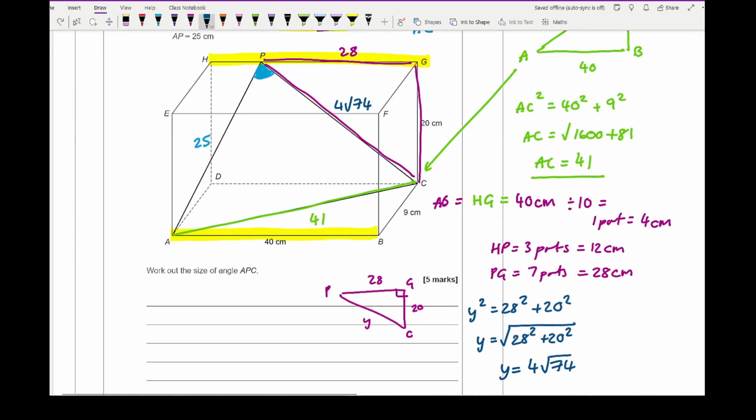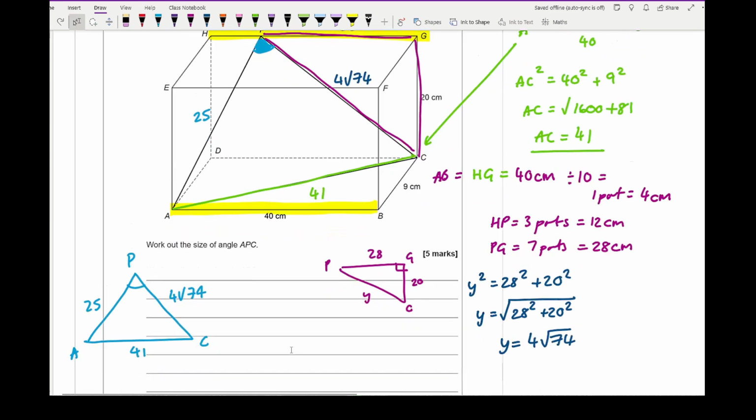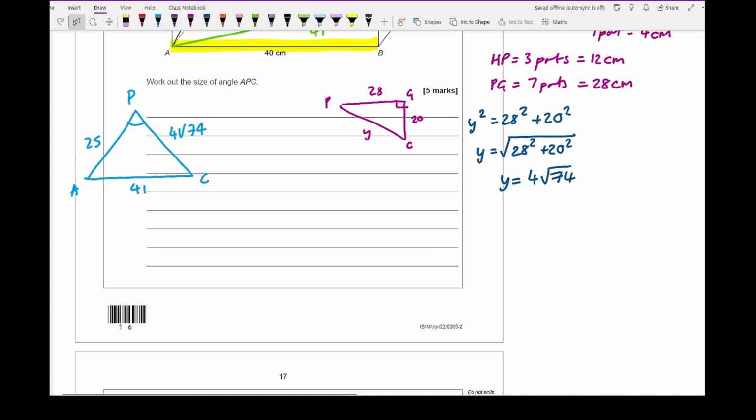Now I've got a lot of work all over the place, so let me just draw this triangle out. This is the angle that we want. This is P, this is A, and this is C. And what I now know is I know all 3 sides of that triangle. And this is 41. Now if I just scroll down, this is the triangle that I'm going to be using. So I'm going to be using the cosine rule, in which it's finding the angle. So cos A equals b squared plus c squared minus a squared over 2bc.